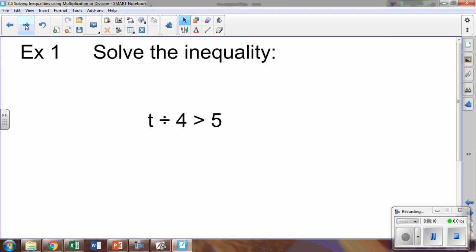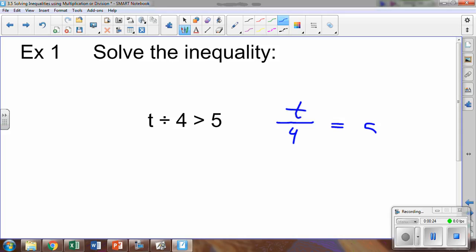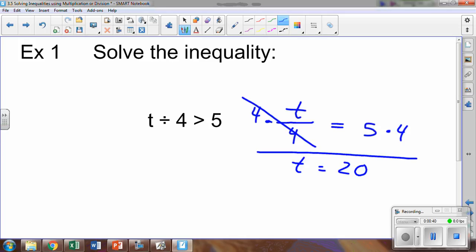Just like we saw when we were solving equations, if we have something of the form t divided by 4 equals 5, we saw that if you want to cancel out division, you have to pair it with multiplication. T times 4 times 4, multiplication and division cancel each other out as inverses, they undo each other, leading us to our answer of t equals 20.